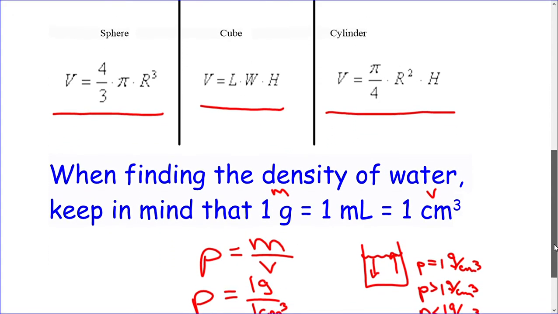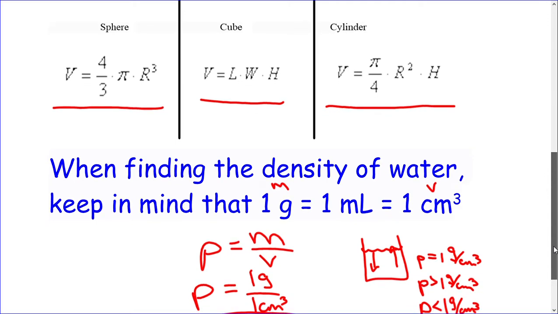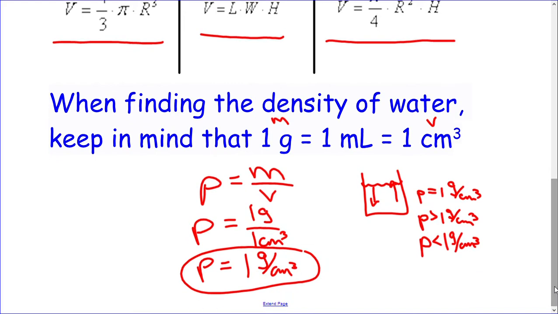So when we start to find the density of water, we need to keep in mind that 1 gram is equal to 1 milliliter is equal to 1 cubic centimeter. That's an interesting concept, because really, if I have 1 gram, that tells me my mass, and that's equal to 1 mil, which is equal to 1 cubic centimeter, which is really a volume. I can start up an equation and calculate 1 gram and 1 cubic centimeter and find out that the density is just 1 gram per cubic centimeter.